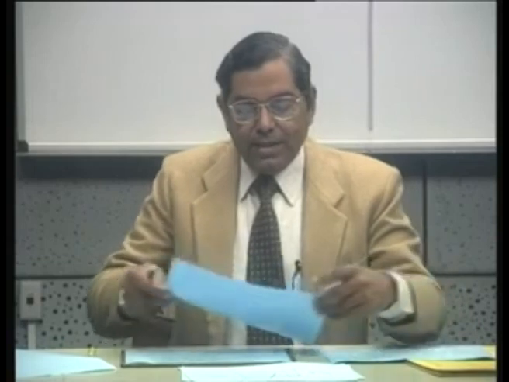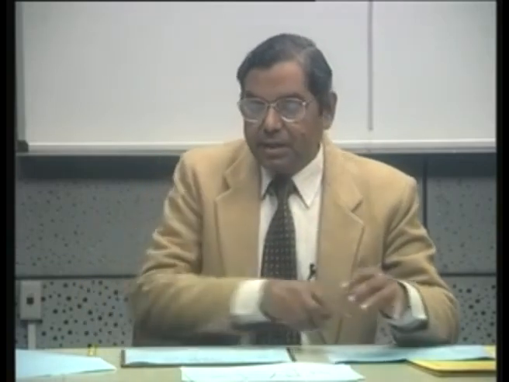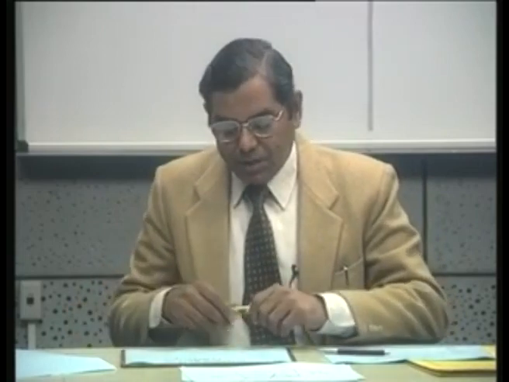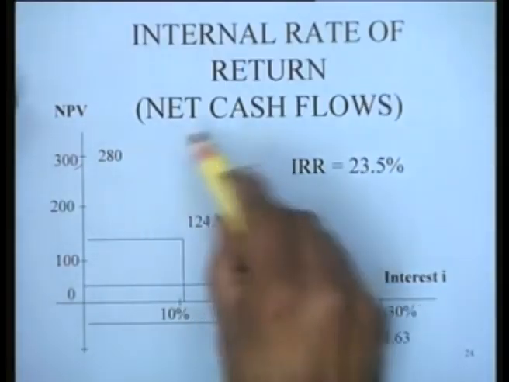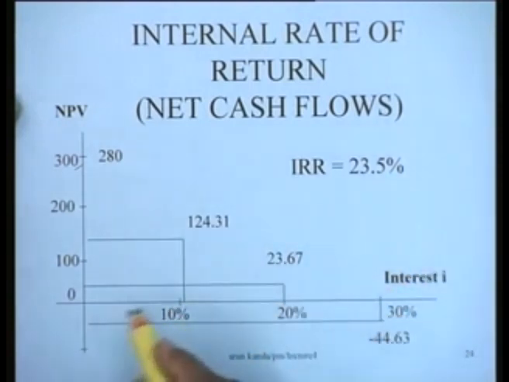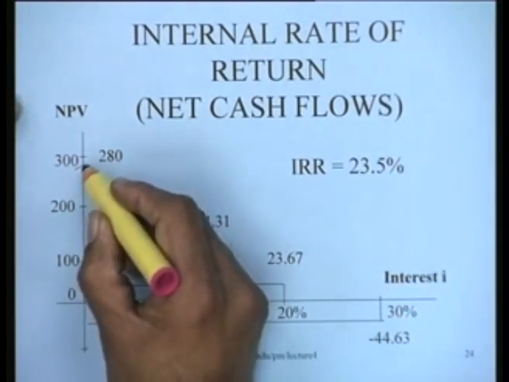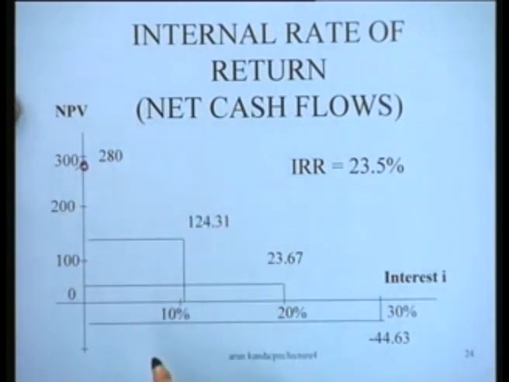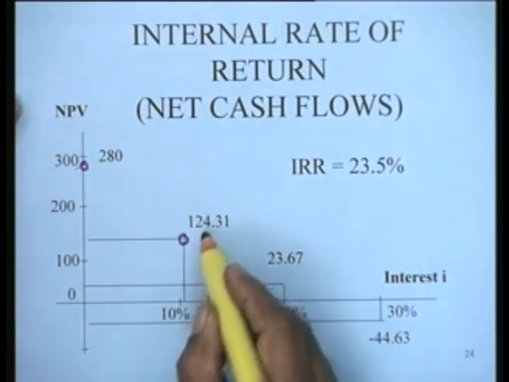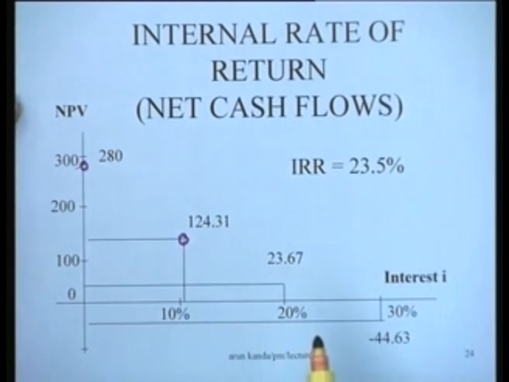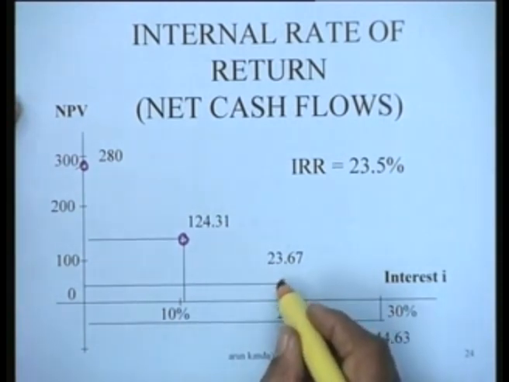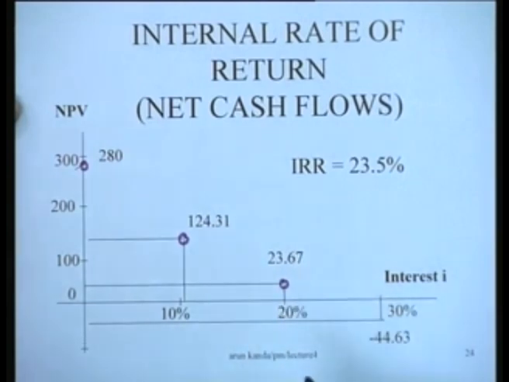Again, let's see, for instance, how the internal rate of return looks for this particular case. This is the case where you have the net cash flows. Corresponding to I is equal to 0, we had an NPV of 280,000. Corresponding to I is equal to 10%, we had an NPV of 124.31. Corresponding to 20%, we had this particular NPV of 23.67. And corresponding to 30%, we had a negative value, which is minus 44.63.